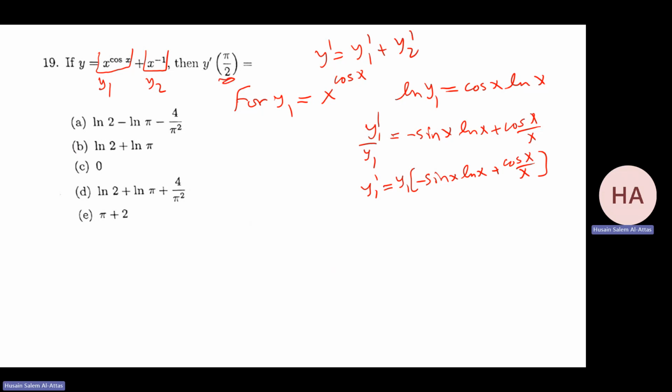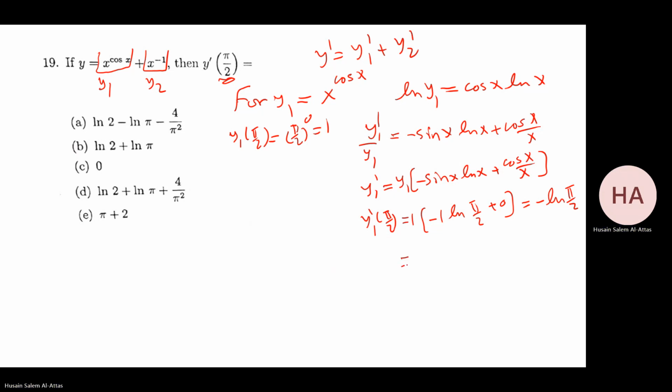But they want it at pi over 2. So y1 prime at pi over 2. What will be y1 at pi over 2? It will be pi over 2 to the power 0, which is 1. So that will be 1 times sine pi over 2, which is 1, minus 1 times ln pi over 2 times cosine pi over 2, plus 0. So it will be minus ln pi over 2. Or in other words, minus ln pi minus ln 2, or ln 2 minus ln pi.